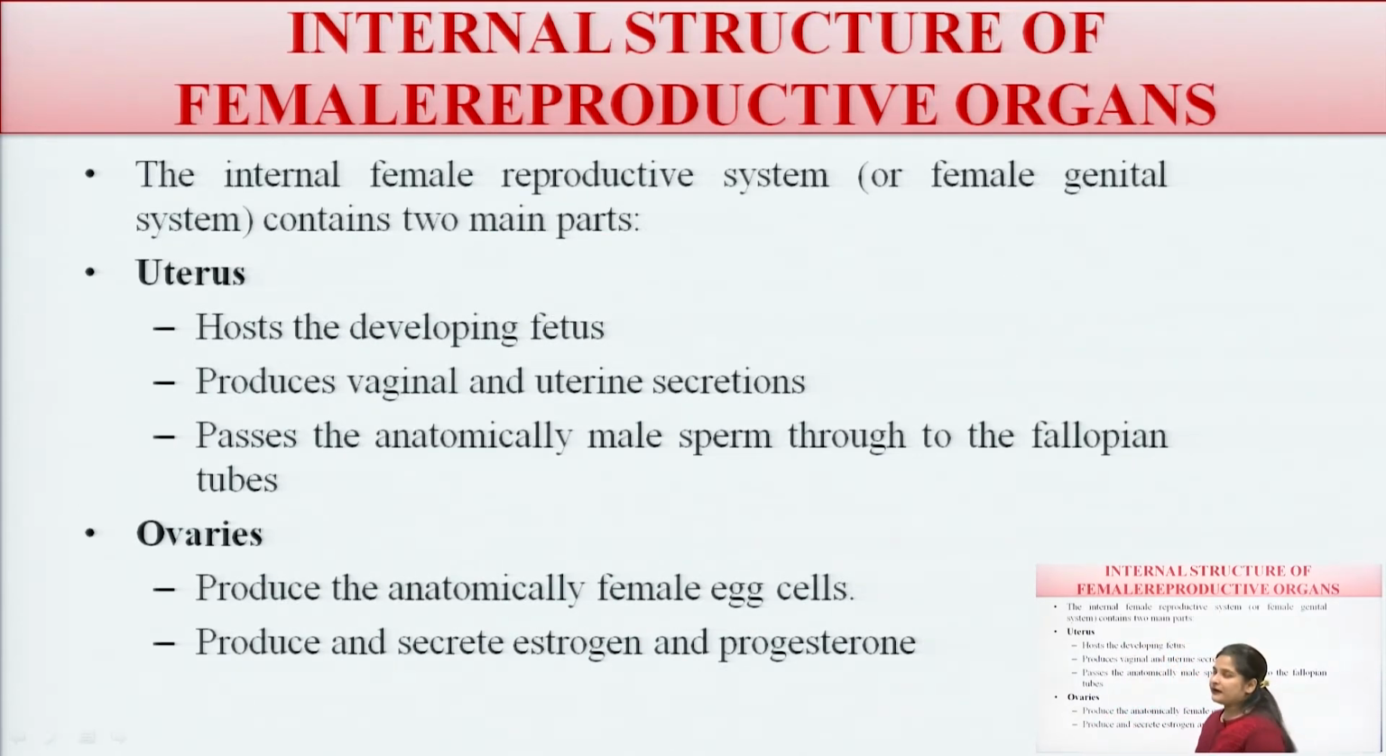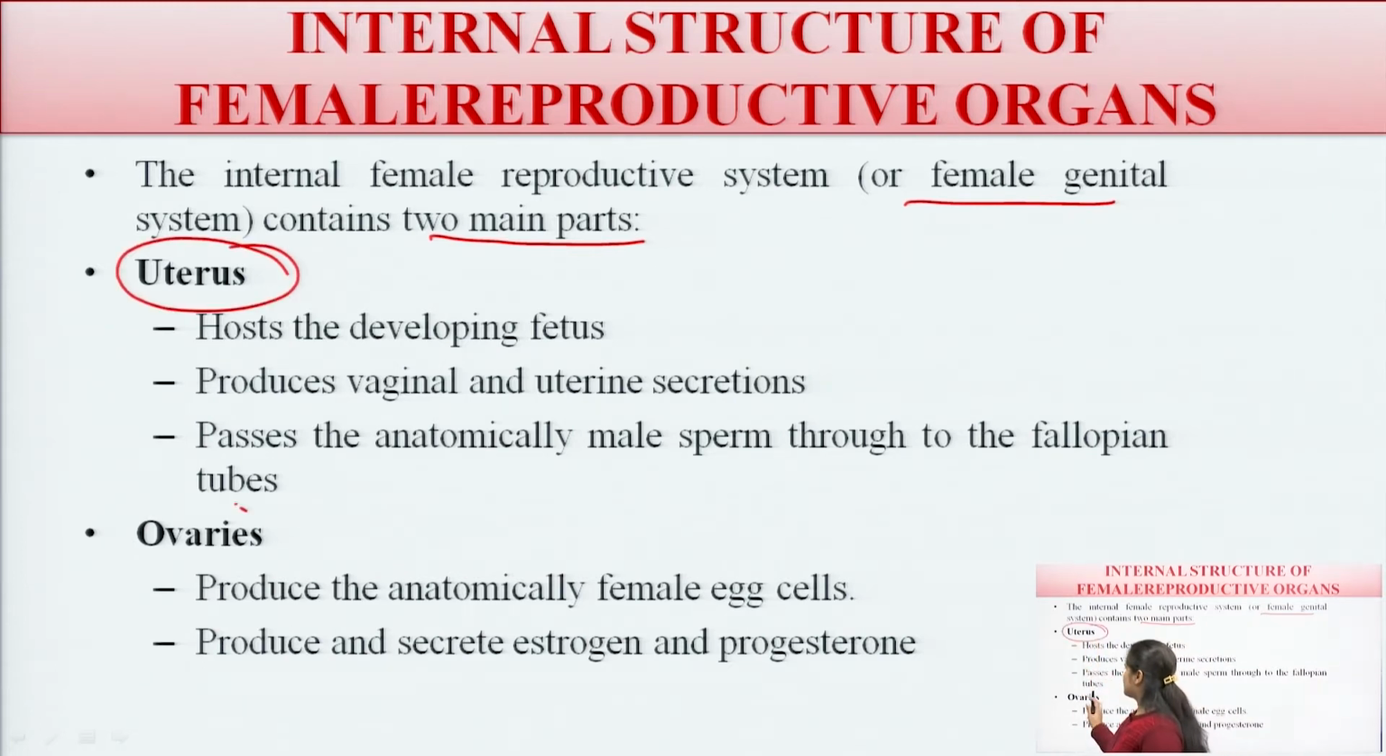Now these are the external structures of the female reproductive system. Now we will discuss the internal structures of the female reproductive system. The internal female genital system contains two main parts, that is the uterus and the ovaries. So these are the two internal structures of the female reproductive system.